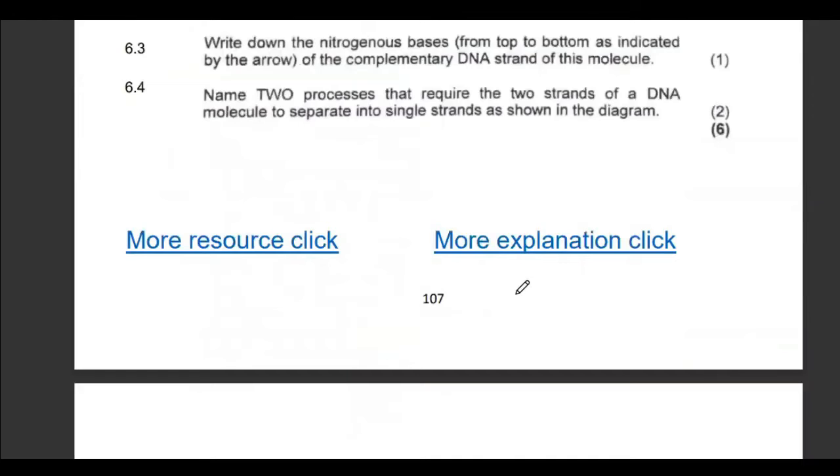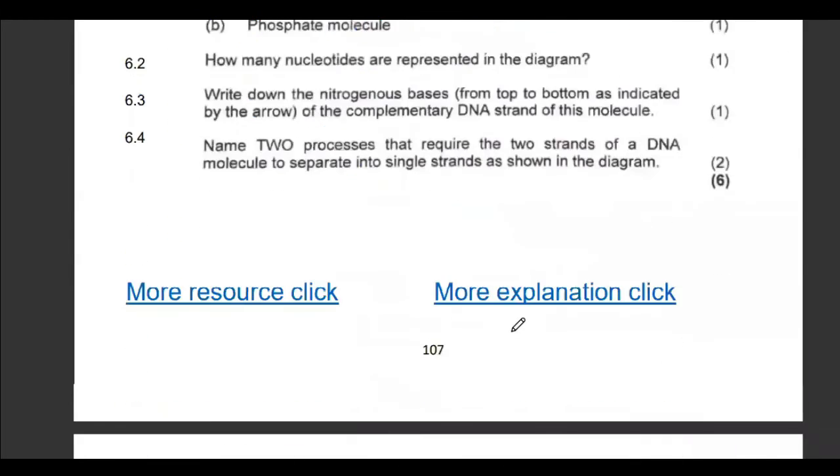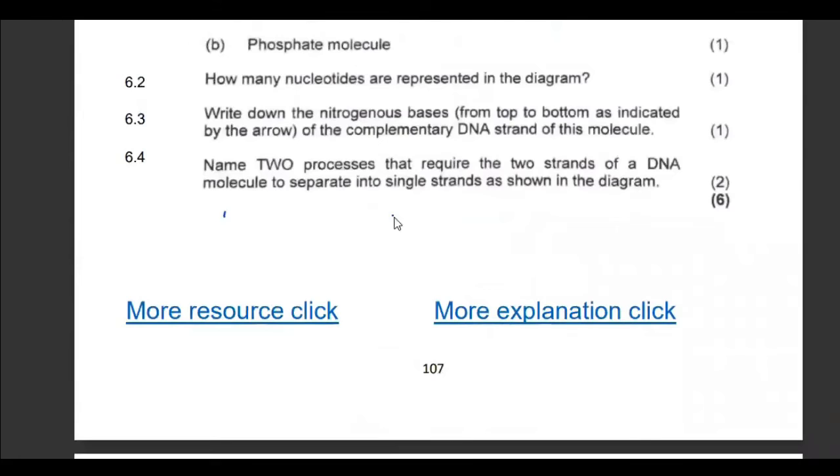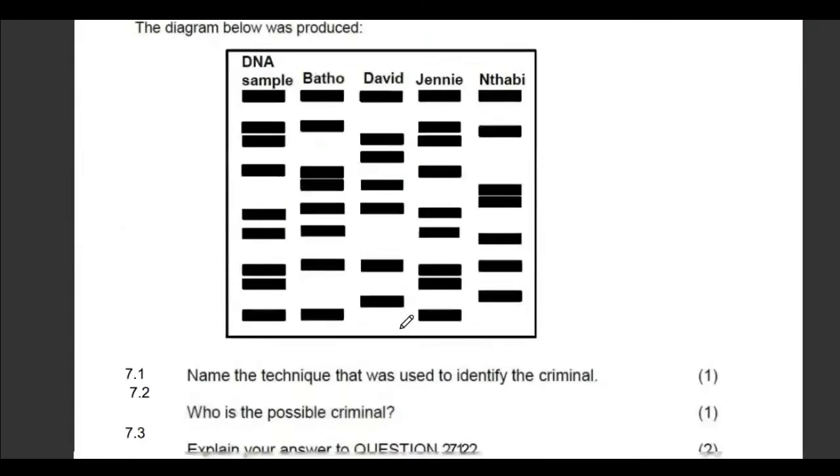Name 2 processes that require the strands of the DNA molecule to separate into single strands as shown in the diagram. Which processes? We only find this when DNA replication is going to take place, and also when there is transcription. Remember, in replication you form 2 strands, and each strand acts as a template, while in transcription only one strand will act as a template. So these are the 2 processes which make the DNA molecule open.